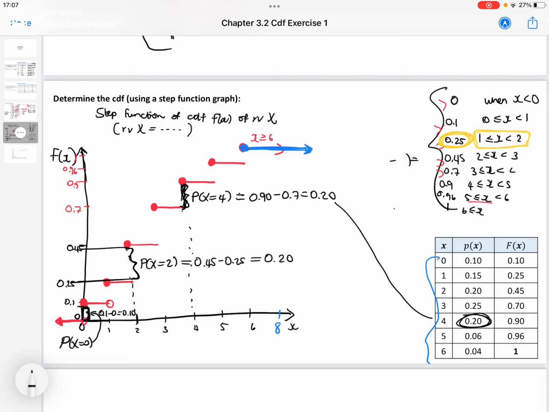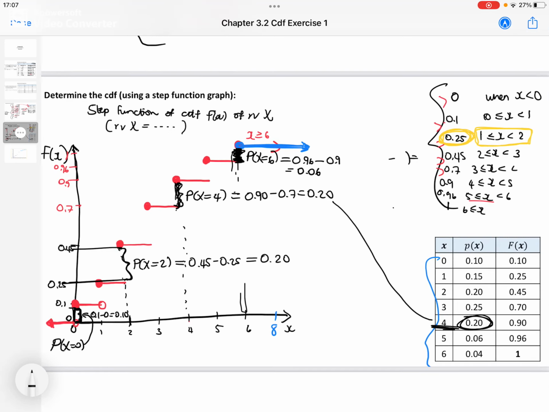Now if we go to the table, we see that P(x) is equal to 0.2 when x is equal to 4. Do you see? All right, so now this one corresponds to what? x equal to 6. So the probability that x is equal to 6 is given by the space right there. That is 0.96 minus 0.9. That is 0.06. Make sense? I hope it makes sense.